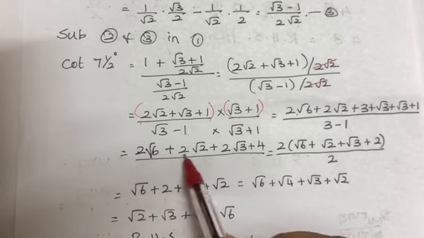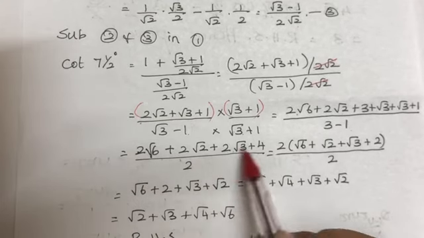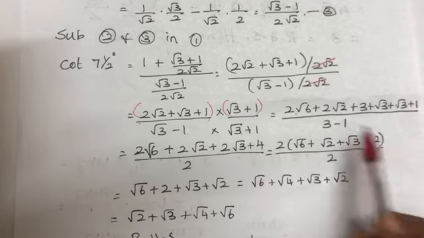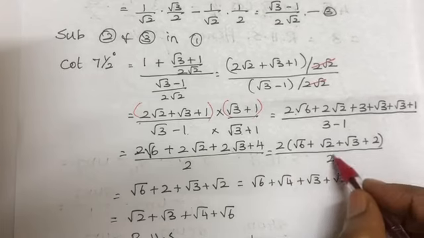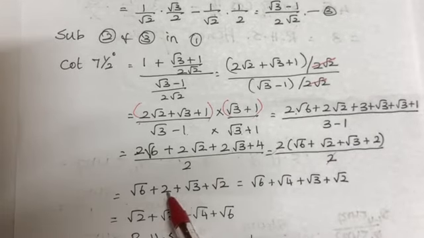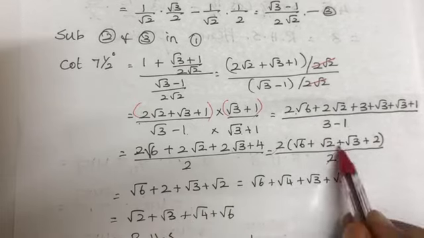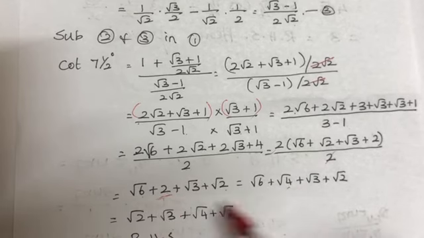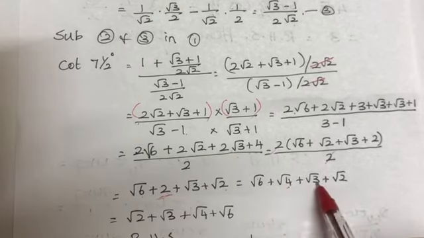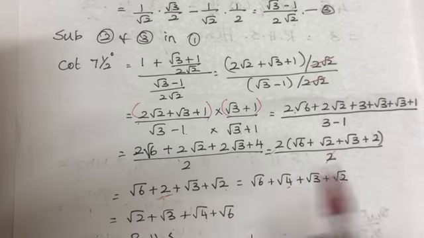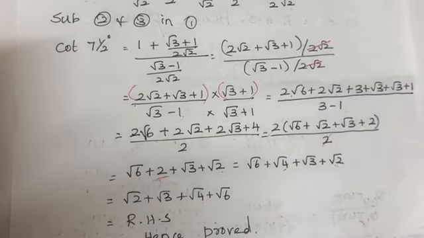Now, in the numerator, we can take 2 as common. So, 2 into (root 6 plus root 2 plus root 3 plus 2) divided by 2. 2 and 2 will get cancelled. So, what we have now? Root 6 plus root 2 plus root 3 plus 2. I can write 2 as root 4. So, root 6 plus root 4 plus root 3 plus root 2. That is what we have to prove, that is root 2 plus root 3 plus root 4 plus root 6, and that is our right hand side. Hence, we have proved the result.